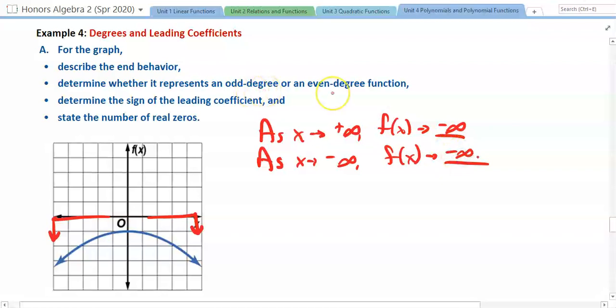Is it an odd degree or even degree function? Well, that's related to the fourth bullet point, right? Stating the number of real zeros. Well, how many real zeros does this have? It never touches the x-axis, so it has no real zeros. Well, if it has no real zeros, and the end behaviors are going in the same direction, that means that this must be an even degree function.